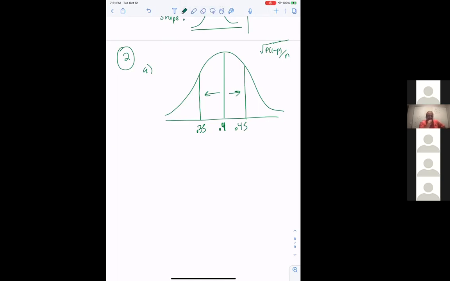I'm a little confused what you mean by the 68, 95, 99.7 rule. Did they expect us to use a calculator? The thing about the 68, 95, 99.7 rule is that you don't need a calculator. That's what you do in your head. If it's not one of those values, then certainly you can use a normal CDF and get the exact value.